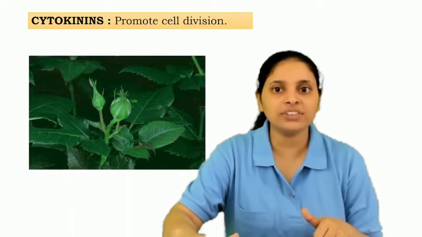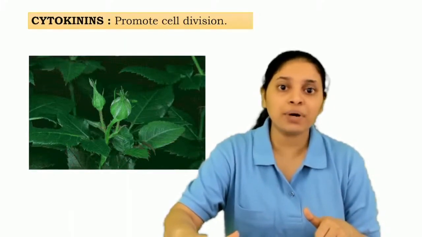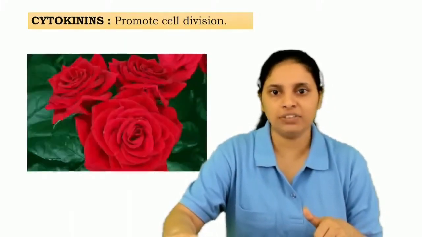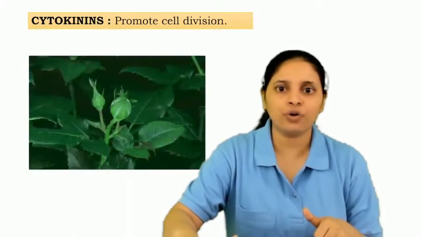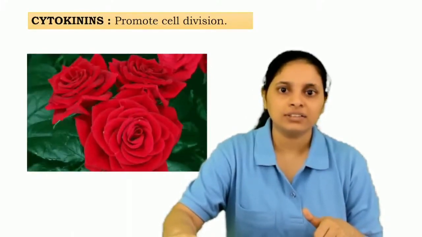So what is the function of cytokinin? It promotes cell division. Due to growth, we can see here the flowers grow, they bloom, the plant grows, right? New cells are added in the plant body.